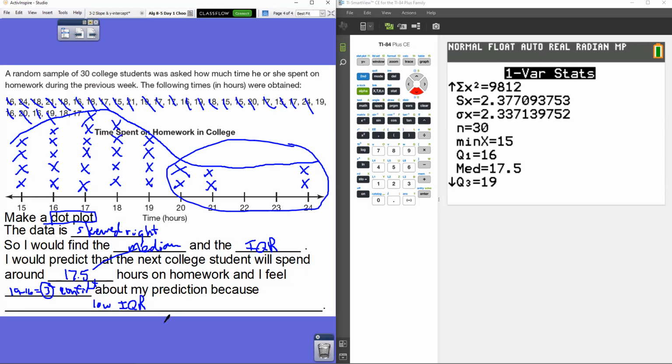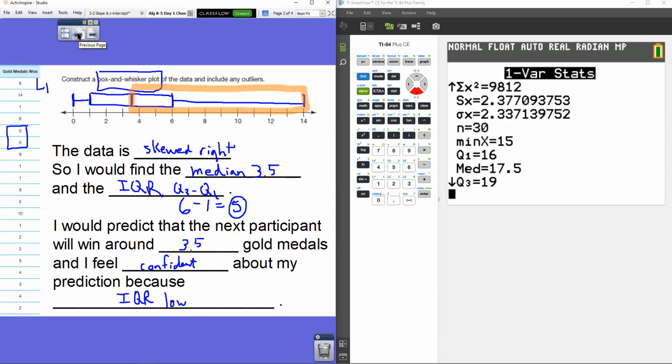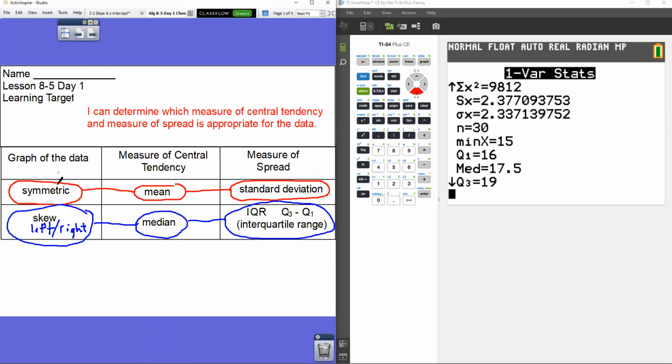So that's what you're going to be doing today. All right. Please pay attention to whether it says to make a dot plot, a histogram, or a box and whisker plot. Remember that if it's symmetric, you're going to use the mean and standard deviation. If it's skewed left or skewed right, you're going to use the median and IQR. All right, skewed left or skewed right, median, IQR. This is super, super important to know for your test on Friday. It's also important to know for your homework.